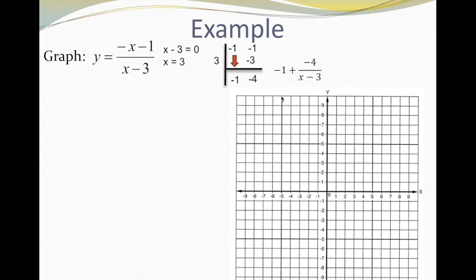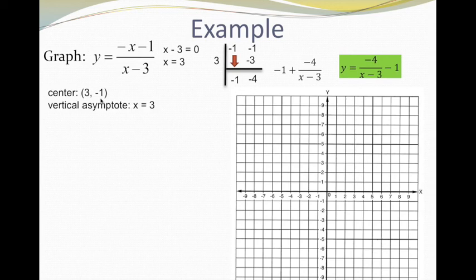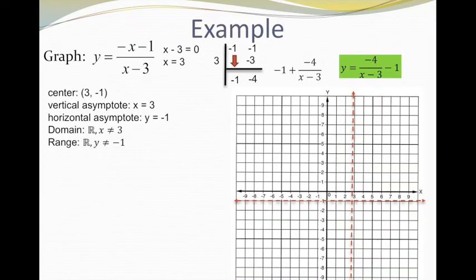So negative 1 plus negative 4 over x minus 3. Then I'm going to rewrite this so it's in a form which is better for graphing. So y equals negative 4 over x minus 3 minus 1. So now I can find my center, 3, negative 1. So my vertical asymptote is x equals 3. My horizontal asymptote is y equals negative 1. So this means that my domain is all real numbers except for x cannot equal 3. And my range is all real numbers except for y cannot equal negative 1.